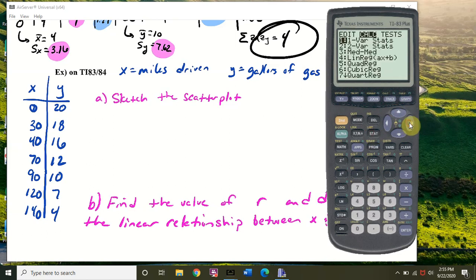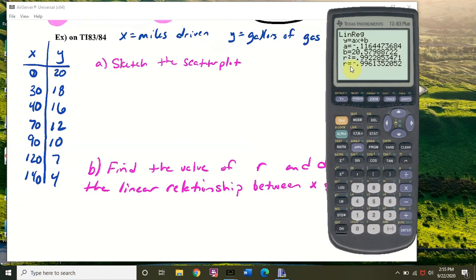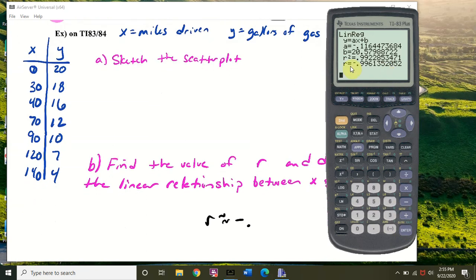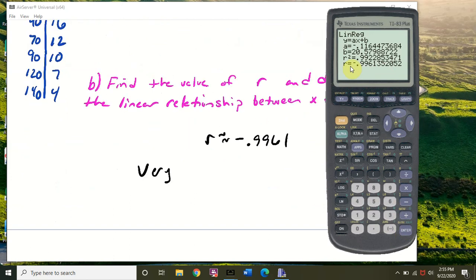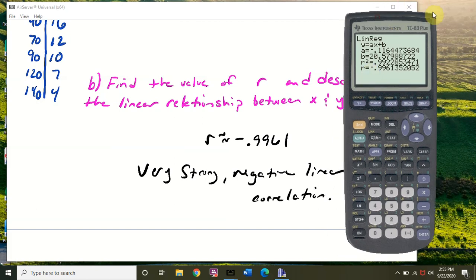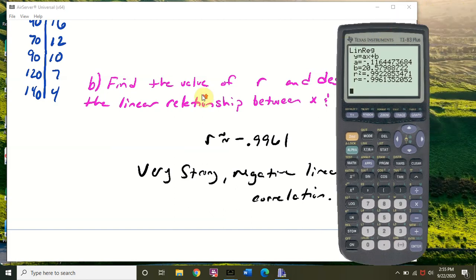Well, let's figure it out quickly. So we'll calc the linear regression. And what do we get for our R value here? The R value is approximately -0.9961 to 4 places. And so here we have a very strong negative linear correlation between the two variables. Okay, they're very much related, as one may expect.